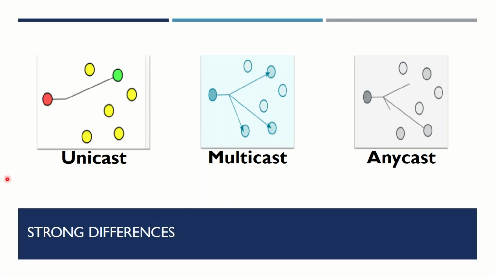Now let's talk about unicast, multicast, and anycast. A unicast address is used to refer to a single host. It is meant to send data to a single destination, and it's available in IPv4 and IPv6. A multicast address can be used to deliver a packet to a group of destinations. Any packet sent to a multicast address will be delivered to every host that has joined the group.